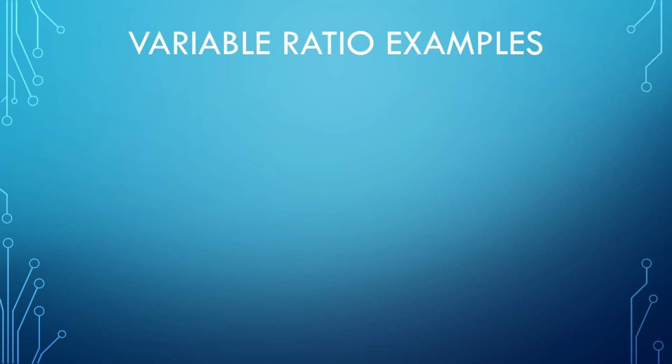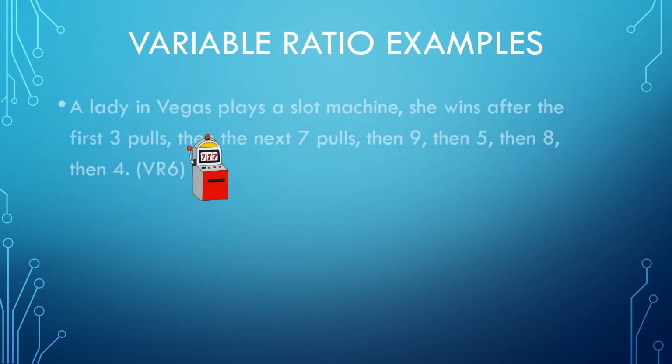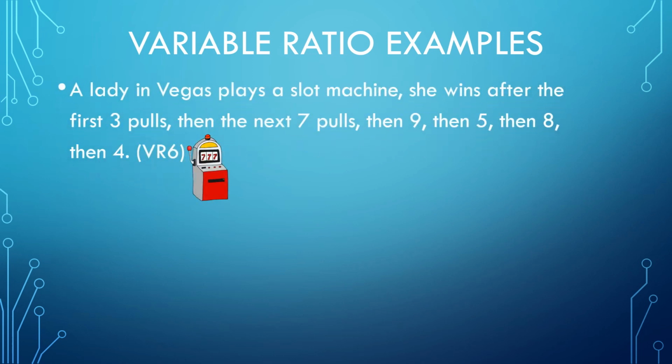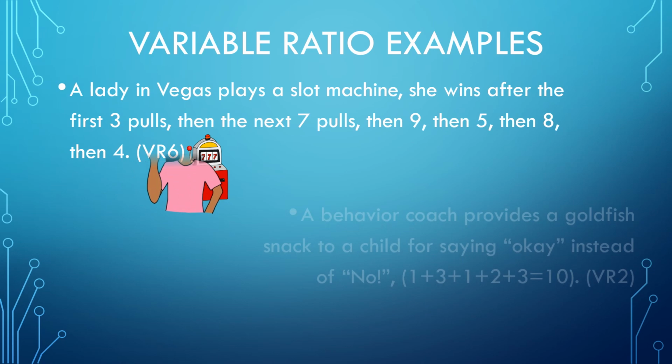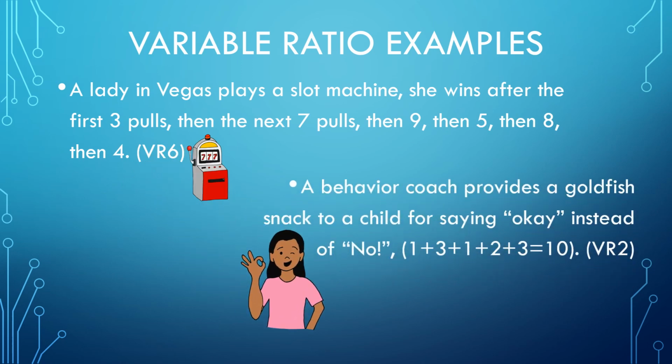Here we have some examples on variable ratios. Variable ratio examples include a lady playing the slot machine in Vegas. Her winning average is 6 because she's won after the first 3 pulls, then 7, then 9, then 5 pulls, then 8 pulls, and then 4 pulls. Another example can be a behavior coach providing a goldfish snack to a student for saying okay instead of no at an average of 2 on a 1, 3, 1, 2, 3 schedule.